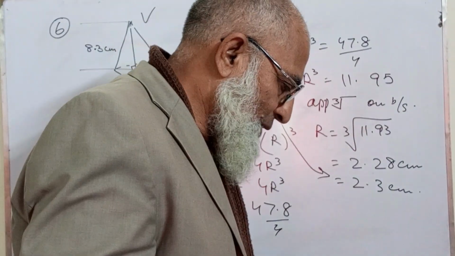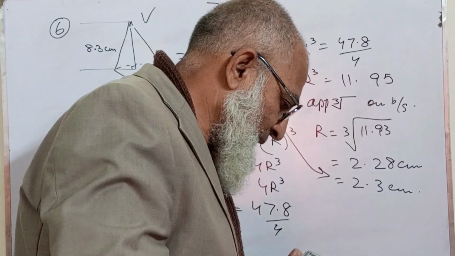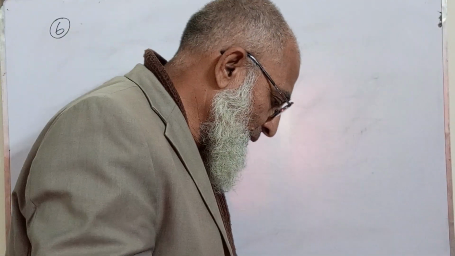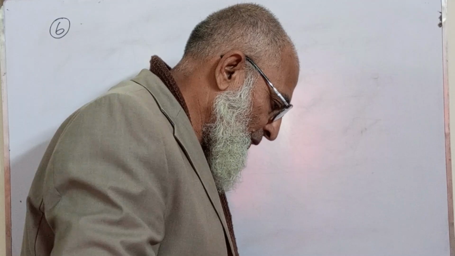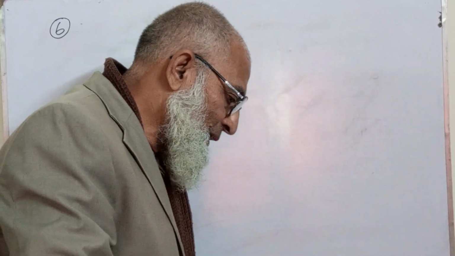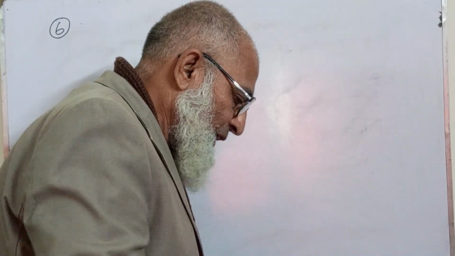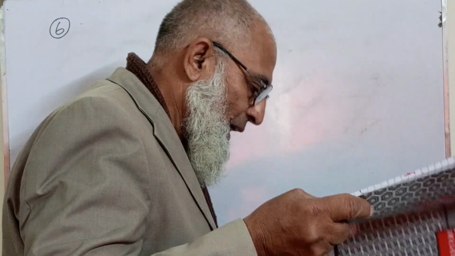So next, question number 7. The volume of a larger sphere of radius R is twice the volume of a smaller sphere of radius r. Now what we have to find is the equation connecting R to r.